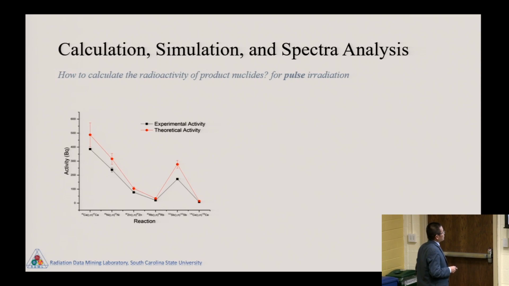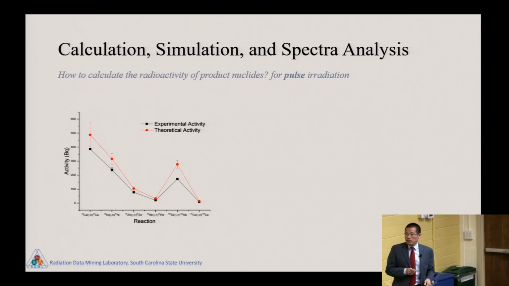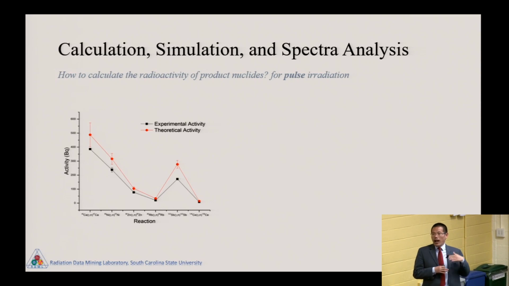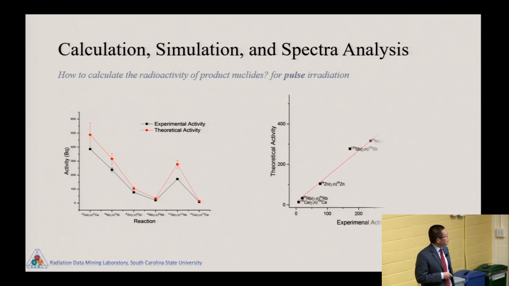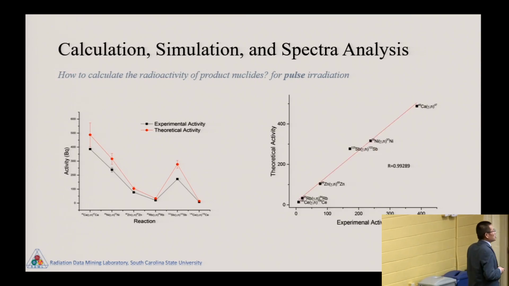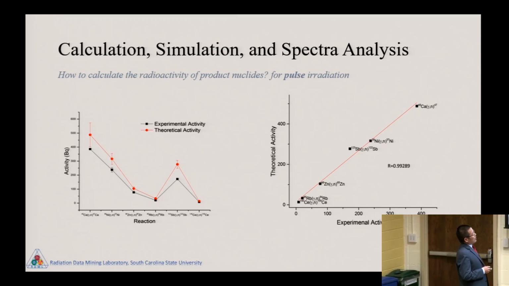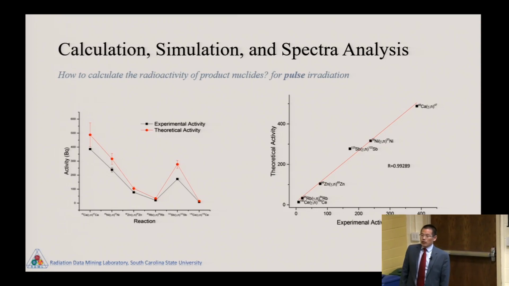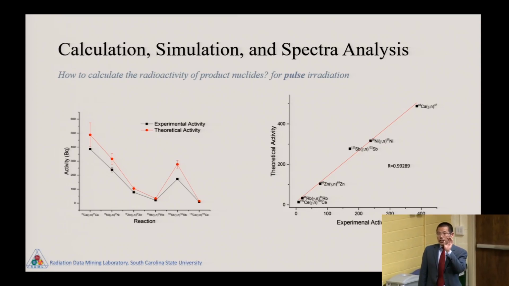We did an experiment to prove that. That's the theoretical activity. You can see that they are consistent, but the theoretical activity is much higher because we use a higher photon flux. And if you do the statistical analysis of theoretical and experimental activity, we pick 6 reactions. You can see here the R equals 0.99289, which proves that our new equation is right.